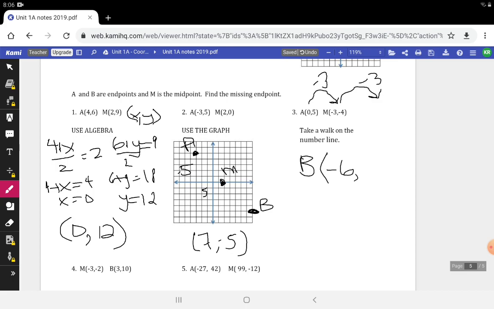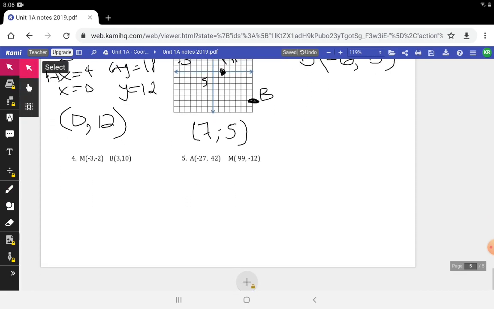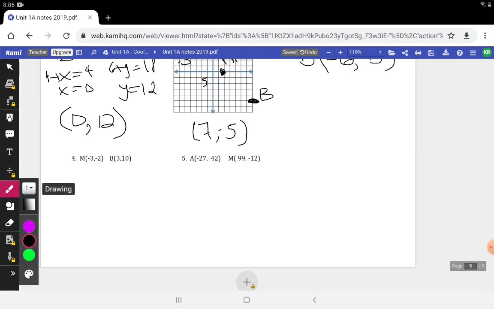For your y values, you're starting at 5 and you're going to negative 4. So you're subtracting 9. We would have to do that again and subtract 9. Negative 4 minus 9 is negative 13. And there's your point. I think that's probably the easiest method. But you do have to be careful which direction you're going.